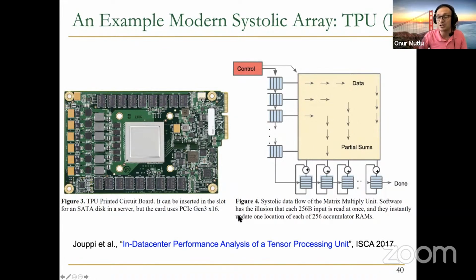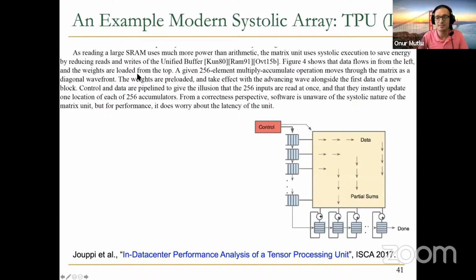And they basically say software has the illusion that each 256 byte input is read at once, and they instantly update one location of each of 256 accumulator RAMs. Basically, it depends on how you program it, but you can actually accumulate the results inside the systolic array as well. But you can see this paragraph from the Google TPU paper.